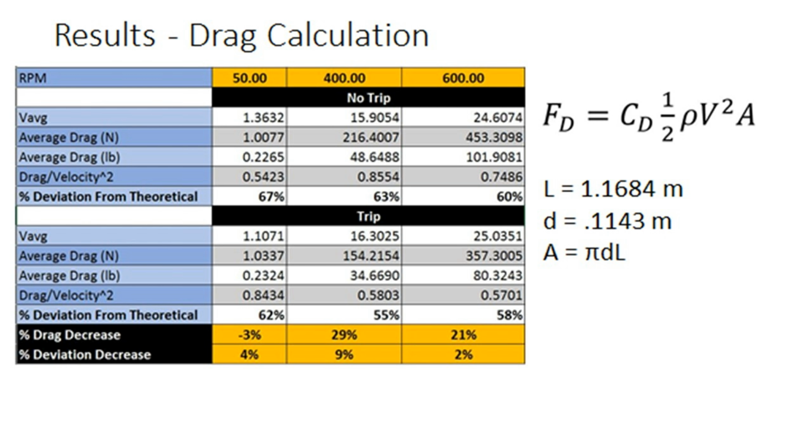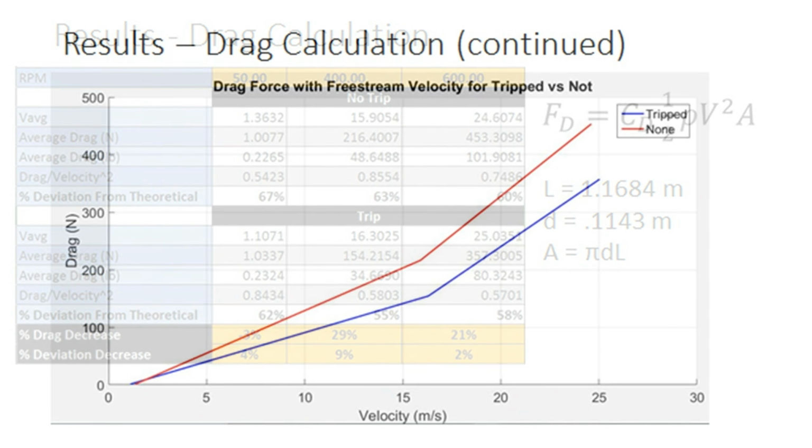Adding a trip strip yields drag values of 1 newton, 154 newtons, and 357 newtons, respectively. Dividing out the velocity influence again yields 0.84, 0.58, and 0.57 for the same speeds. This shows that at low speeds, adding a trip strip makes the flow worse. But for high speeds, a trip strip decreases drag. This supports the findings in the previous deviation calculations.